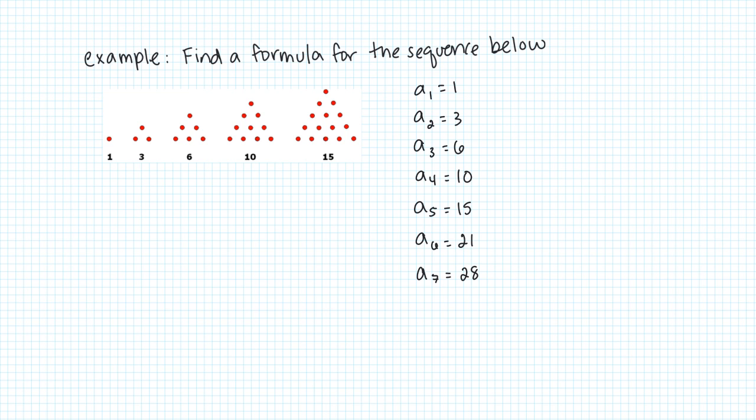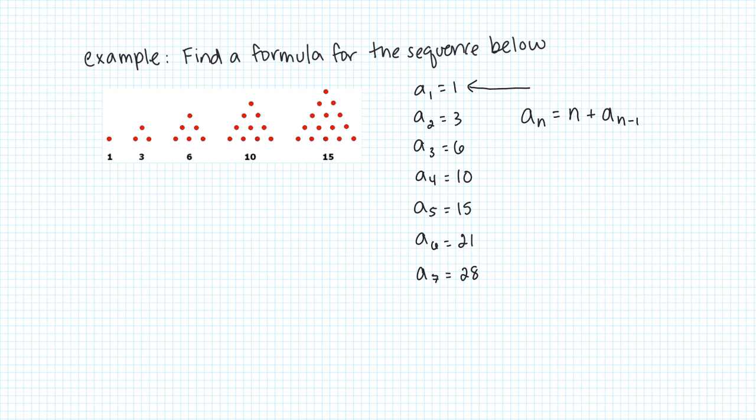So this is a recursive sequence, but what is the rule? Find the formula for this recursive sequence. So maybe we're given the first term, which is A1, but how do we define subsequent terms? How do we define the nth term? Well, we took that n and we added it to the previous term. So similar to the example we just did, we're taking n and adding it to a sub n minus 1.